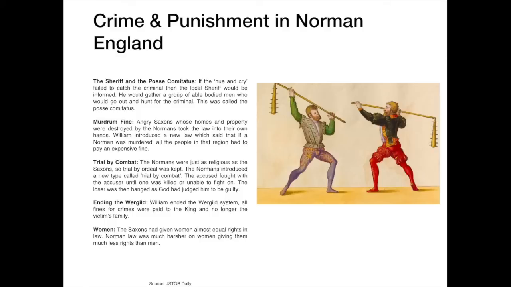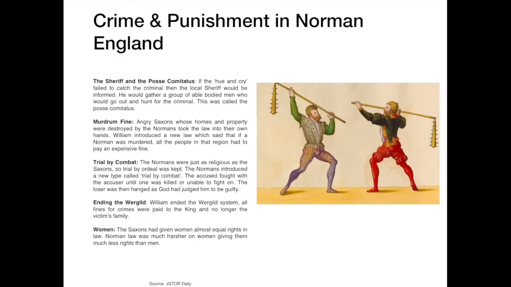Murdrum fine. Angry Saxons, whose homes and property were destroyed by the Normans, took the law into their own hands. William introduced a new law which said that if a Norman was murdered, all the people in that region had to pay an expensive fine.